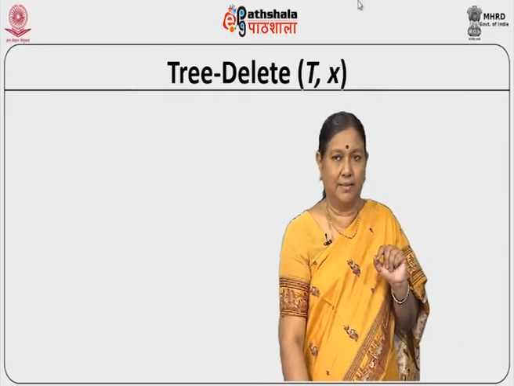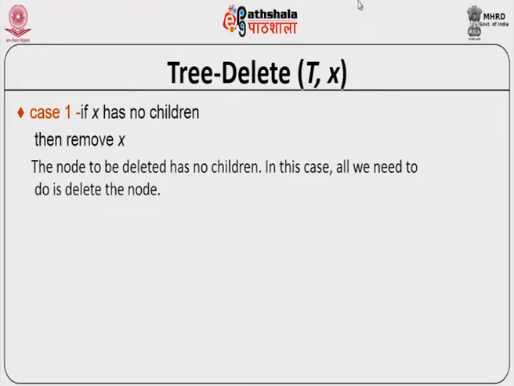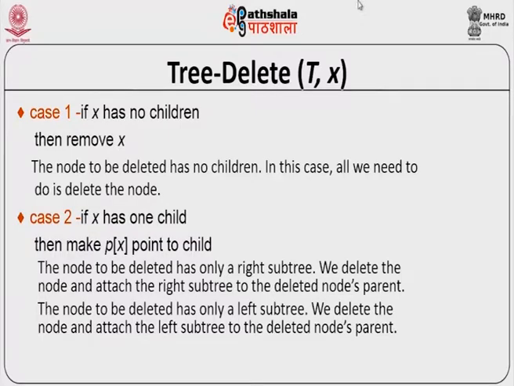Now, let us take tree delete T comma x. Case 1, if the node x has no children, then you remove x. The node to be deleted has no children, and all we need to do is just delete the node. So, that is it. In case 2, if x has one child, then you have to make the parent of x point to the child. Instead of pointing to x, it has to point to the child of x. Okay. So, that is the idea of case 2.